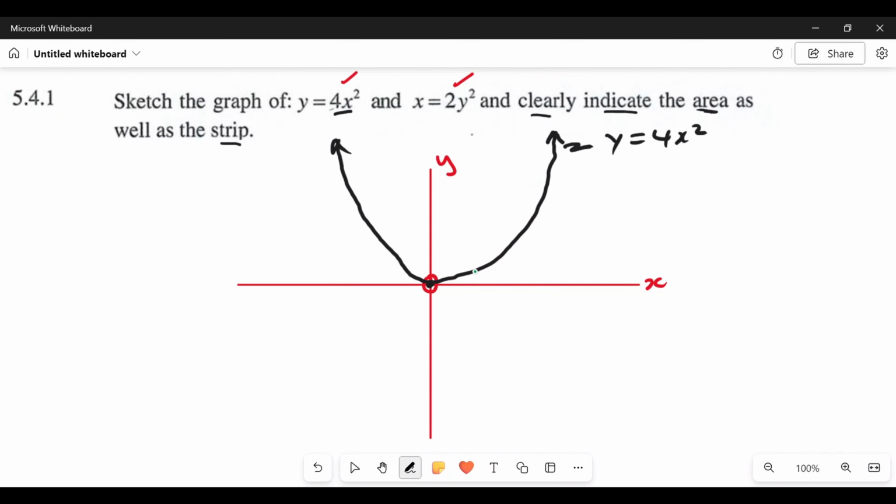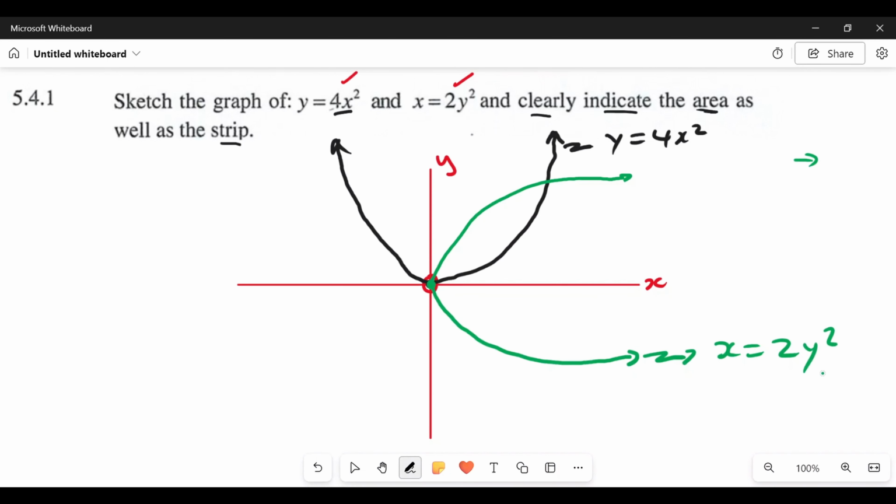Now this graph here of x equals 2y squared is going to be facing this direction here. Also, the very same graph is going to be cutting at the 0 point. Remember, guys, you can also use the table method to draw these graphs. I won't be using the table method because it's very simple to draw these two graphs. So it's going to cut at 0, so obviously this point here. So here we can say this graph is x equals 2y squared.